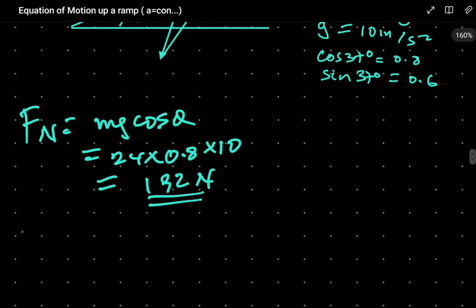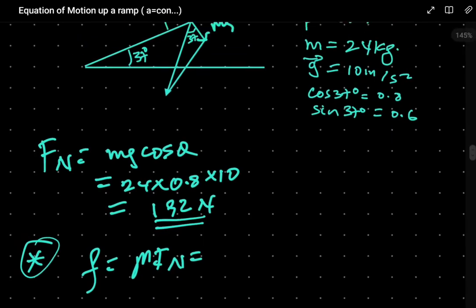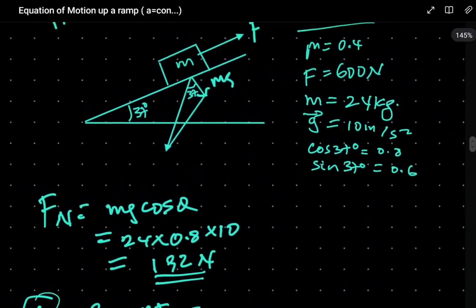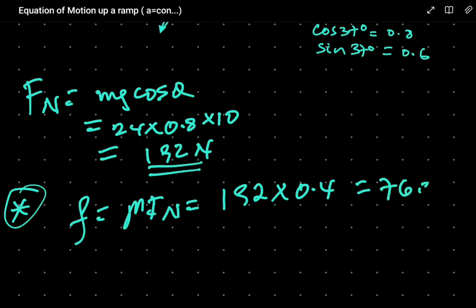Once you have the normal force, the frictional force is the coefficient of friction times the normal force. The coefficient of friction, mu, 0.4 is given. So that is 192, the normal force, times 0.4, the coefficient of friction. The result is 76.8 Newton. So this is the frictional force.